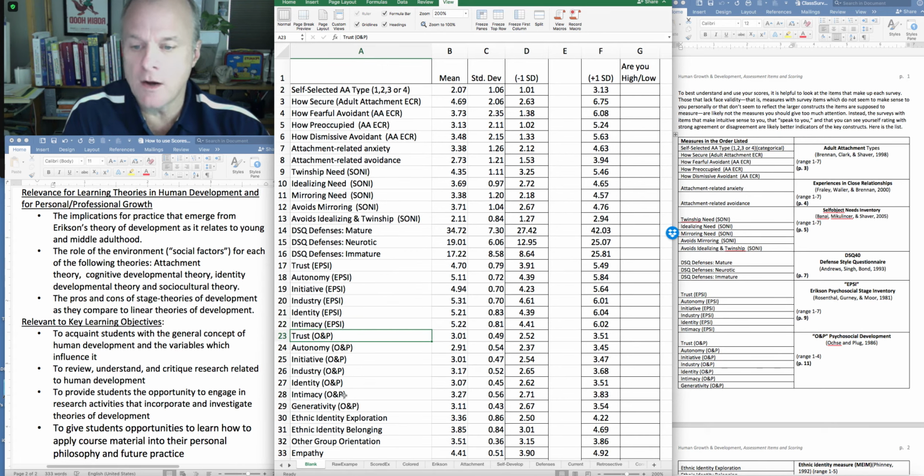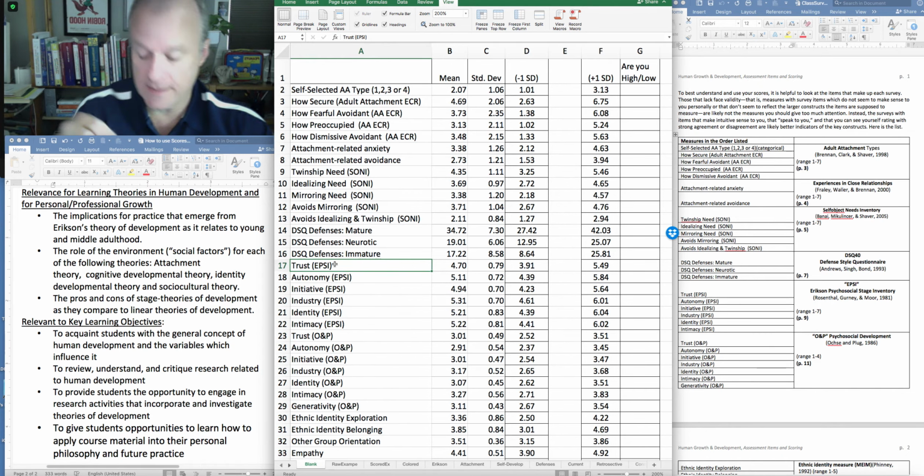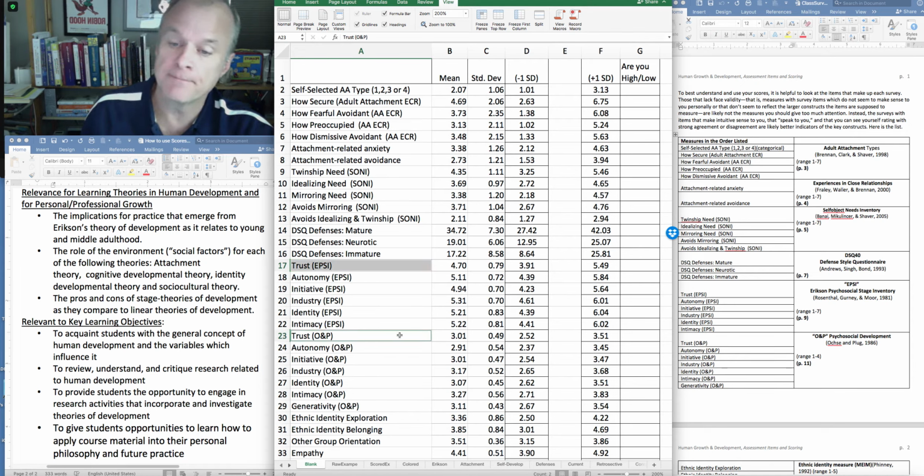And then the OCEAN scales are also reported in the literature with their measures. One of the things I want to introduce you to is the idea that I find it really interesting to look at these. For each construct, you'll see different measures, like trust for the EPSI and trust measured with the OCEAN scale.